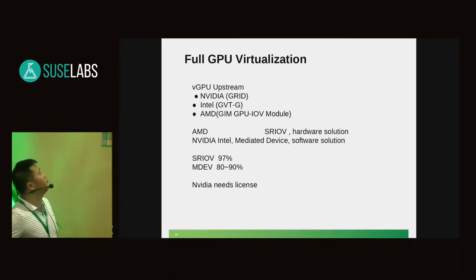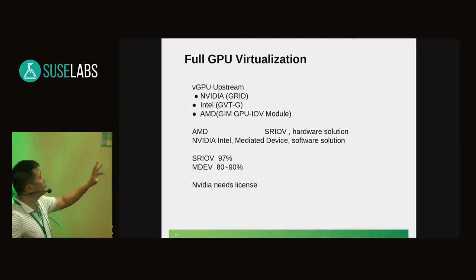NVIDIA, Intel, and AMD all provide their solutions. NVIDIA's is called GRID, and it has its own production line. Intel's is totally open source and already merged into the kernel, called GVT-g. AMD has the GIM module, the graphics IOV module, but it looks like they are still working on that part.